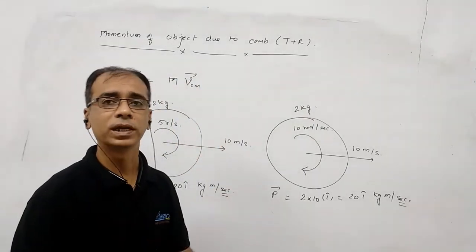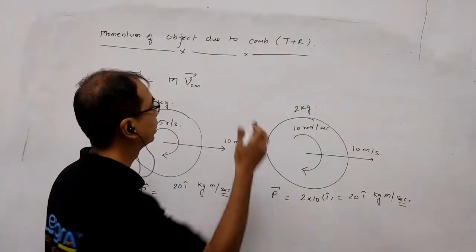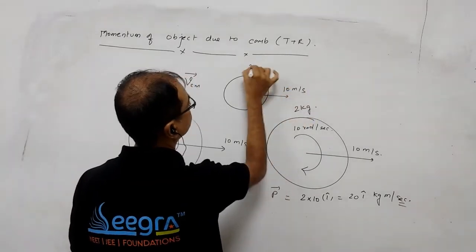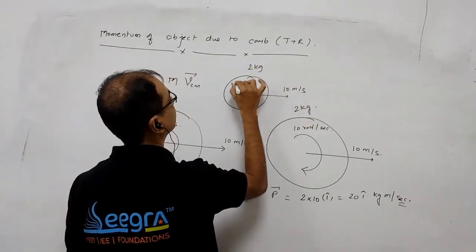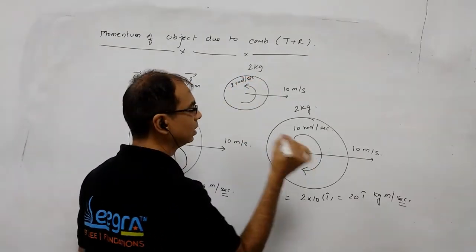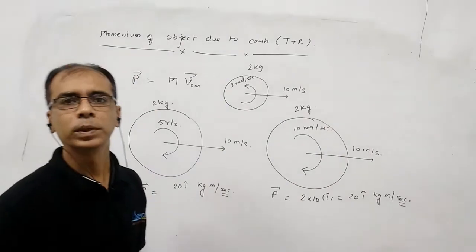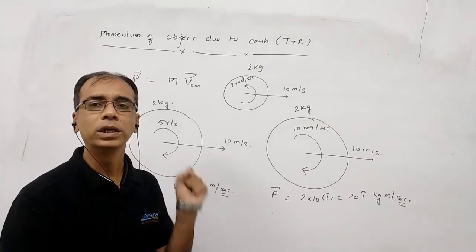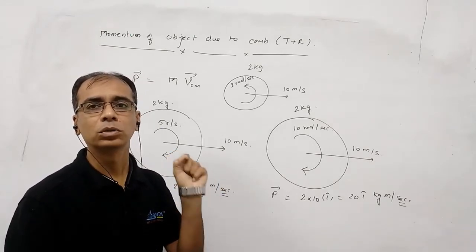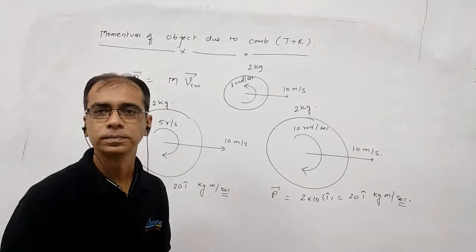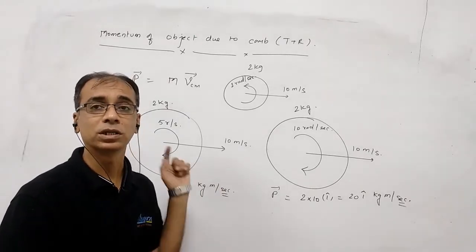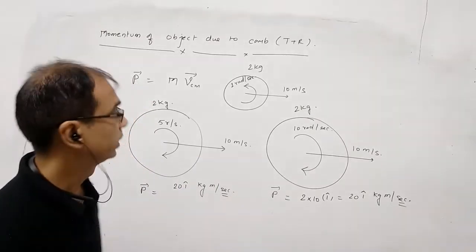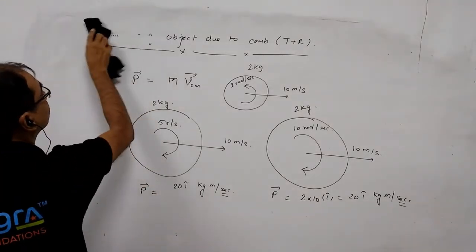If you have changed omega, you have decreased omega, or you change the direction of omega. Maybe this is 10 meter per second, this is 2 kg, and now it's moving like this with 2 radian per second. What is the momentum? Still the momentum is the same: 20 i cap kg meter per second. Understood that? It is only concerned about the velocity of center of mass and nothing else. Okay, that's momentum, translation plus rotation. Right? Okay. Now, let's go for kinetic energy.